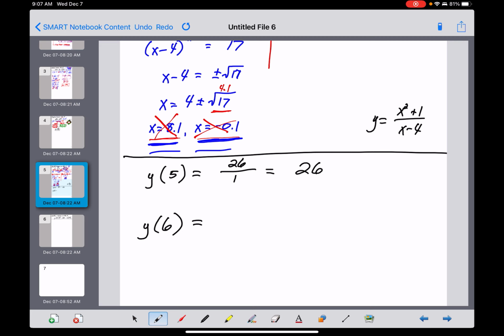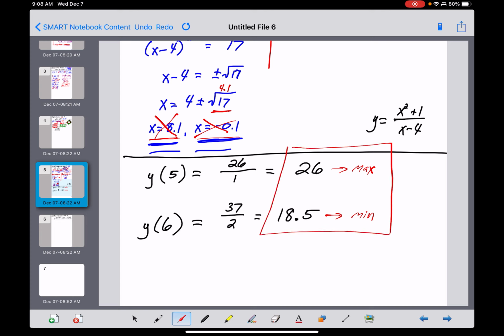So putting a 6 in there, 36 plus 1 is 37. And down on the bottom, 6 minus 4 is 2. And I think I can do that too, guys. That is going to end up being an 18.5. So what's going on right here, guys? The extreme value theorem, because I have a continuous function on a closed interval, guarantees me that I have an absolute max and an absolute min. The maximum is going to be the larger of these two values right here, guys. And so this 26 is going to be our maximum, and this 18.5 right here is going to be our minimum.